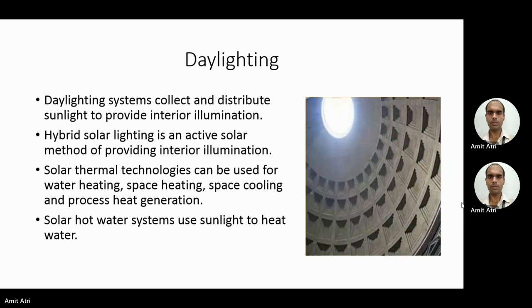So solar thermal technologies can be used for water heating, space cooling, and process heat generation. Okay, some other applications where we are using solar energy or the heat in solar energy. On the other hand, cooling as well. Solar hot water systems use sunlight to heat water, something similar to what we have seen in the collector section in our previous video.